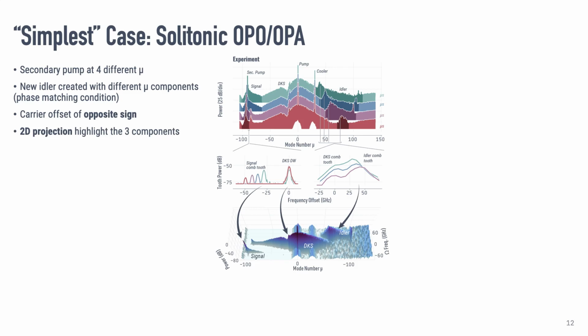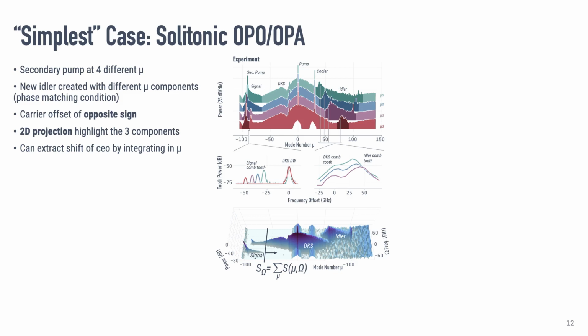We can recast it in this 3D plot that I presented earlier. So that's experimental data, where you can see the signal is pretty well offset from the primary comb. It's very easy to see that, and the idler is actually offset with a negative sign from the DKS.